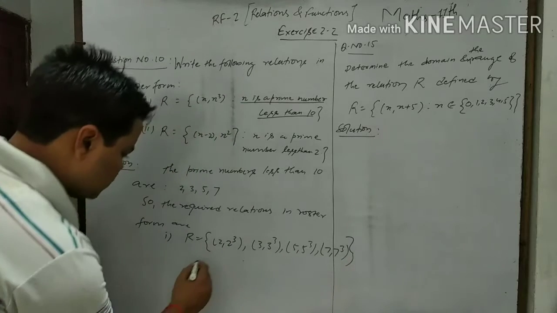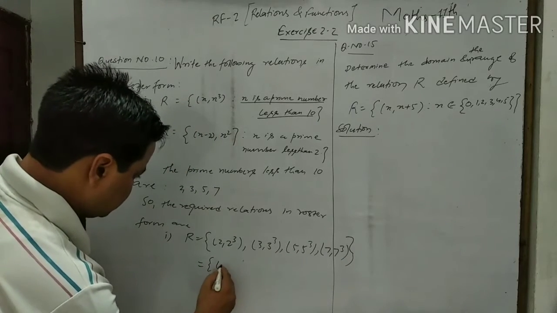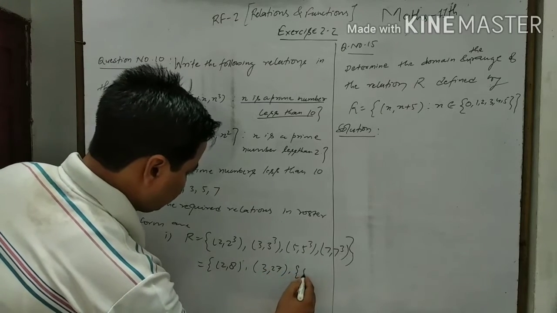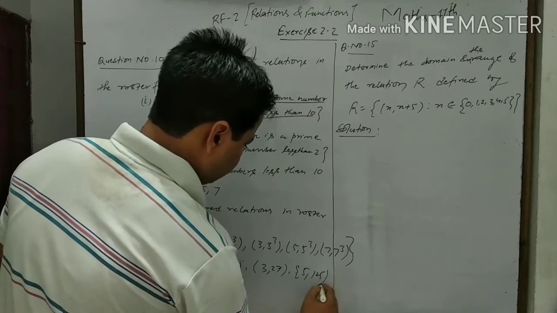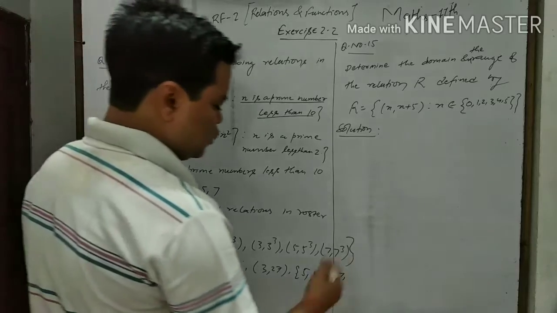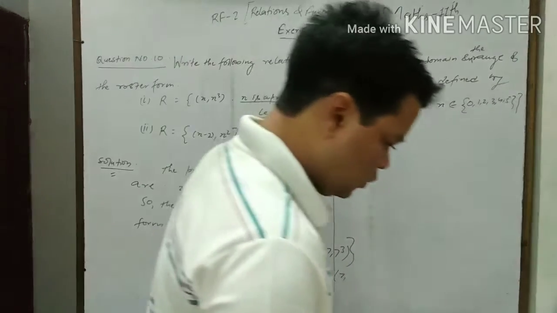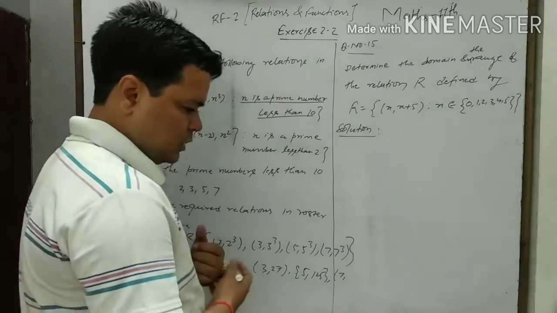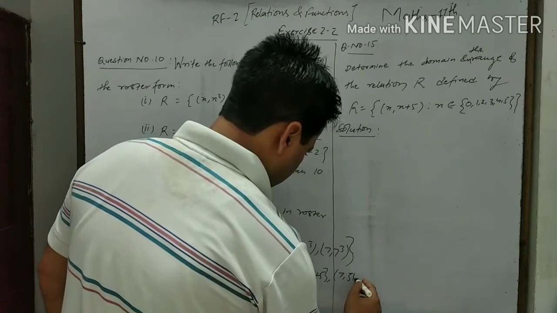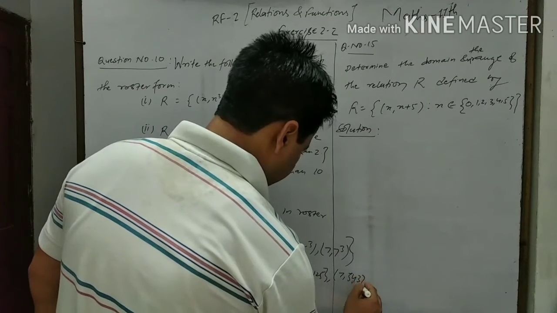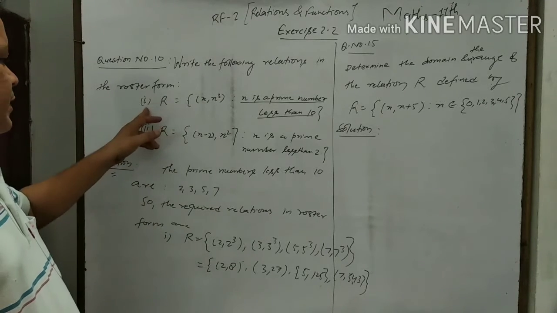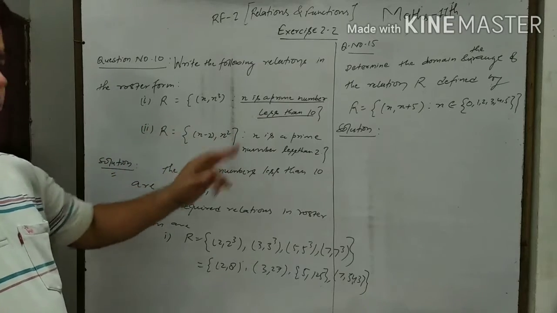Then its value will be what? It will be 2 cube is 8, here 3 cube is 27, here 5 cube is 125, and cube of 7, I think 243. Cube of 7 is 243. No, not 243. That is 343. Okay, this is the required relation according to the first question.